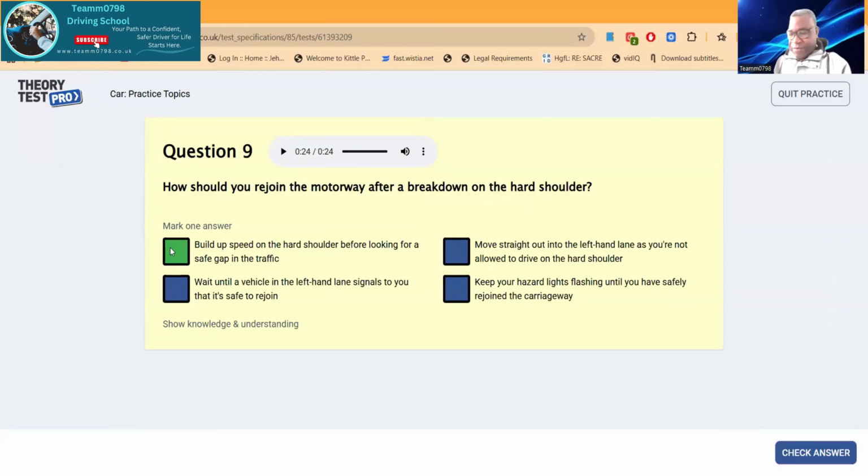Okay, so if you have driven the motorway before, you always build up speed on the hard shoulder before looking for a safe gap in the traffic. Moving straight onto the left-hand lane is dangerous because people already in there are going to have an accident. So the correct answer is what we've selected. Wait until a vehicle in the left-hand lane signals, no, that's not correct. Keep the hazard lights, that's not correct. Okay, so that's the correct answer.